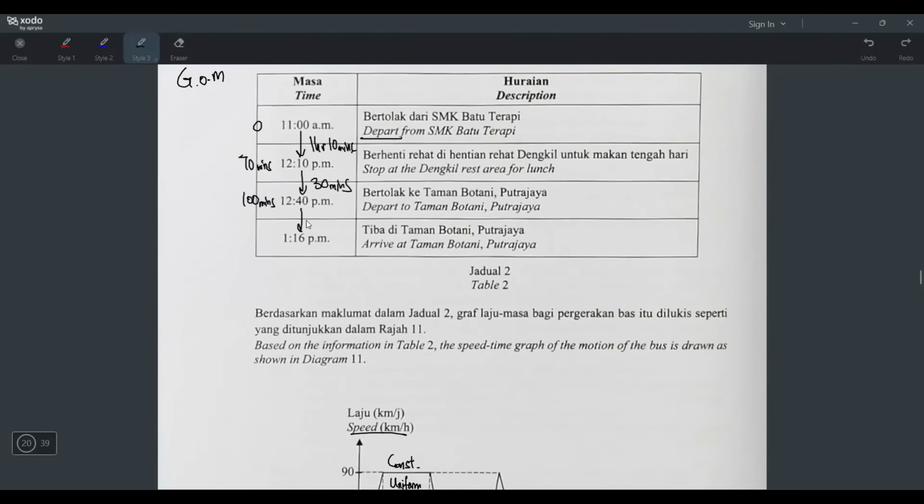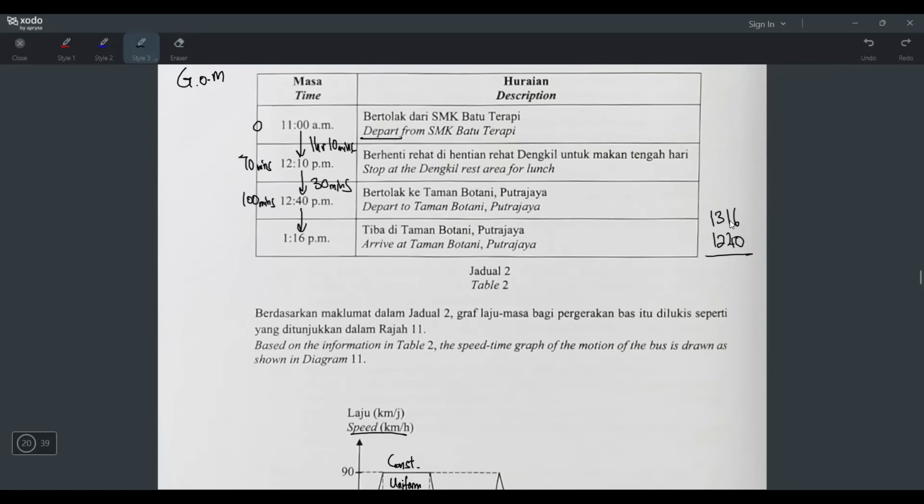Okay, and then what about 12:40 to 1:16? Okay, this one I have to think a bit. Let's change this to the 24-hour system, because if you change to the 24-hour system, then we can subtract the 12:40. So 1:16 in the 24-hour system will be 1316, yeah, 1 plus 12, right? And then 1240, you can subtract now.